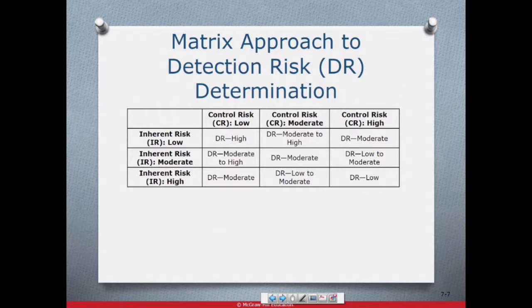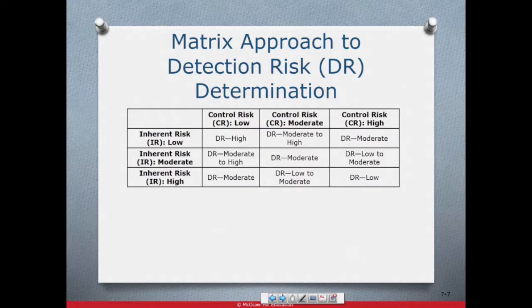Wait, so if the inherent risk is high and the detection risk is low, does that mean that they're gonna look into more accounts and transactions? Yeah. So inherent risk is high, control risk is high, right? The detection risk is going to be low. Okay, right. So that means they're going to examine more transactions.